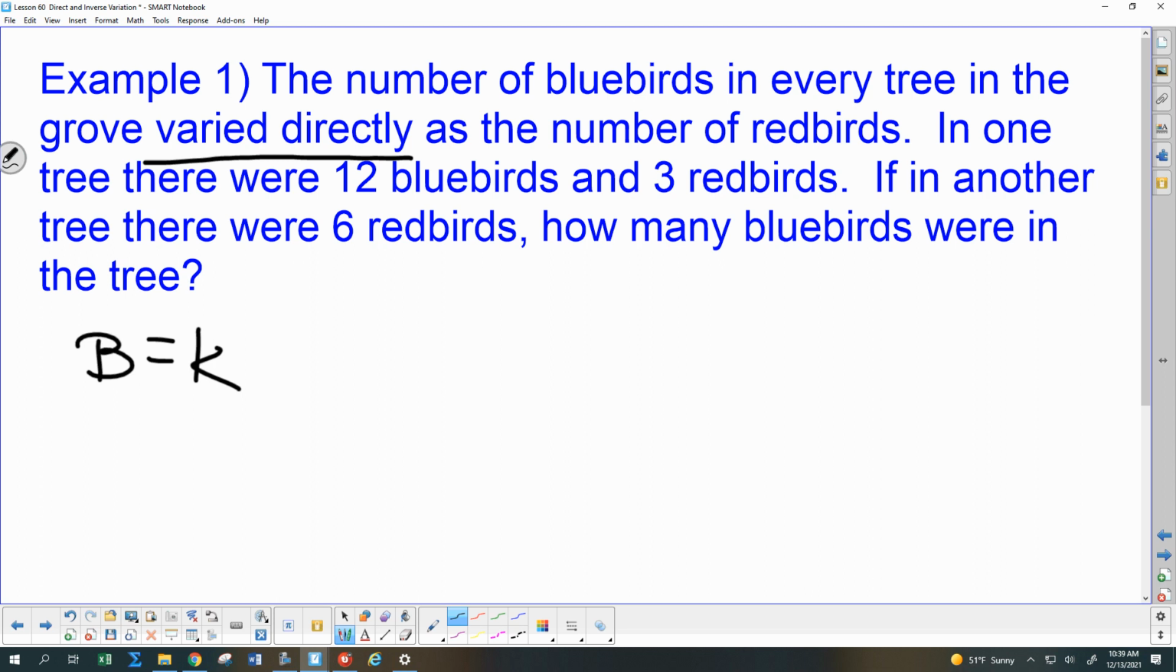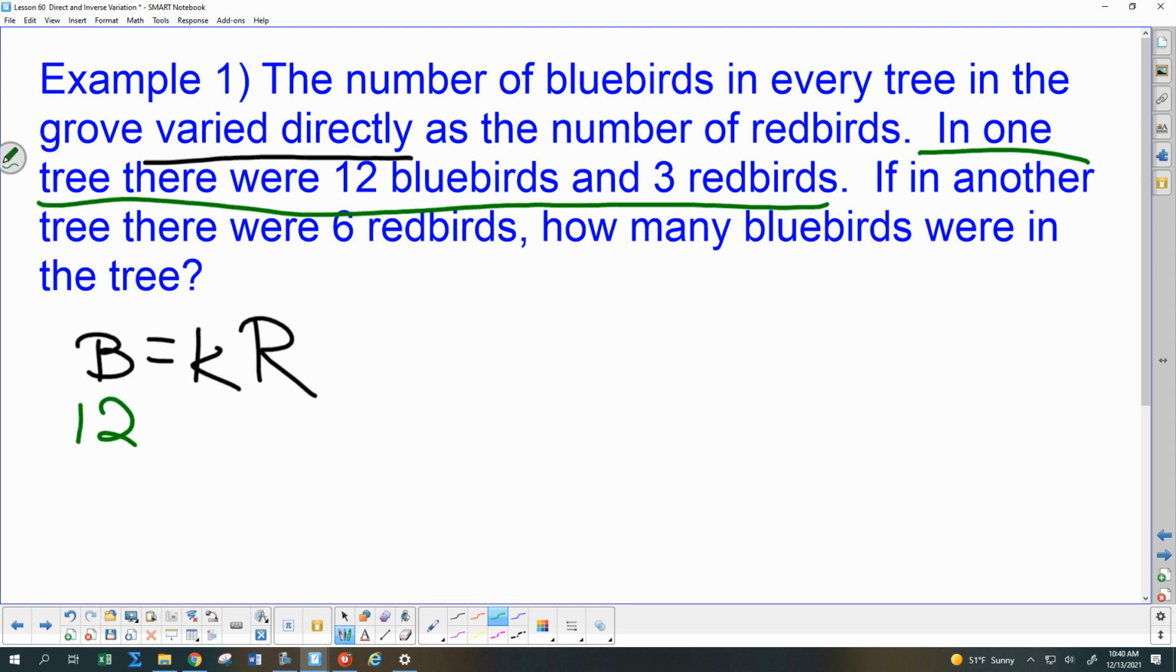We're going to multiply, so times the R. On every problem, then, you're going to plug in what you're given for a first case. So here's the first case, 12 bluebirds and 3 redbirds. So we put in the 12 for the B, the 3 for the R, and we need to figure out what K is. On every problem, I expect to see K equals some number. And then you're going to go on and actually use that to solve it.